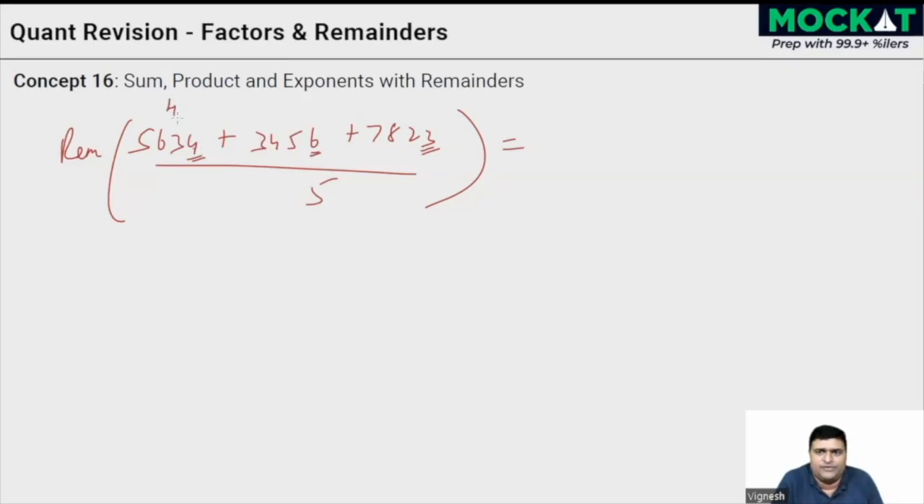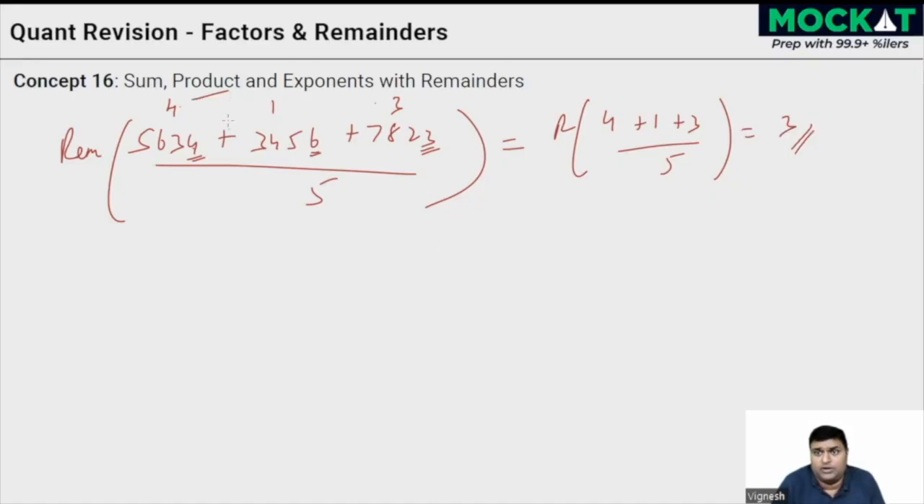4 by 5, remainder is 4. 6 by 5 over here, remainder is 1. 3 by 5, remainder is 3. The sum of all of this, 4 plus 1 plus 3, by 5, is going to come to 8 by 5, which is 3.